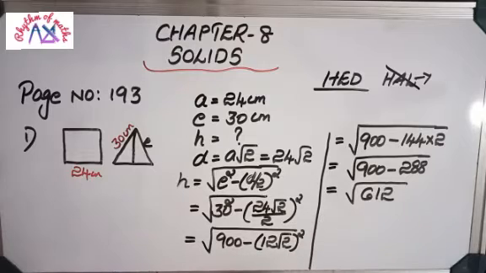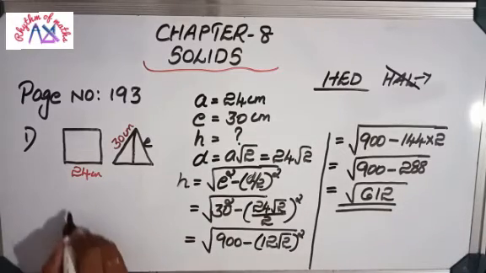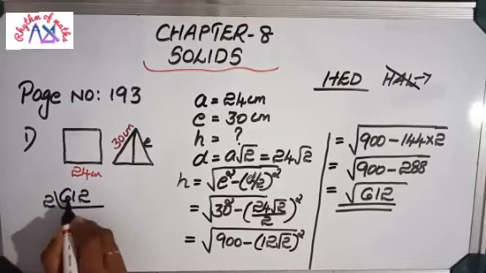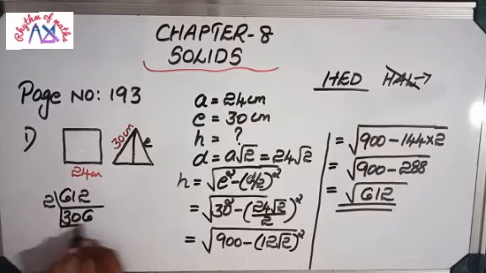Okay, root 612. Either you can write this as the answer or you can simplify by factorization. That is like this, 612. You can start from 2. In 6, 3, 0. In 12, 6 2s are there. Again with 2, only 1, 5, then 3. Okay.